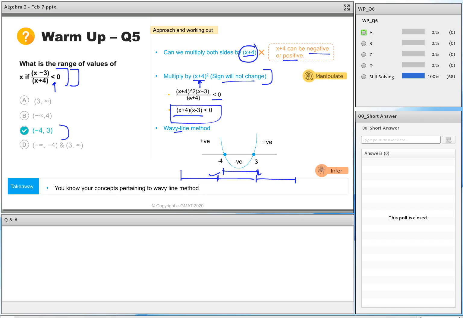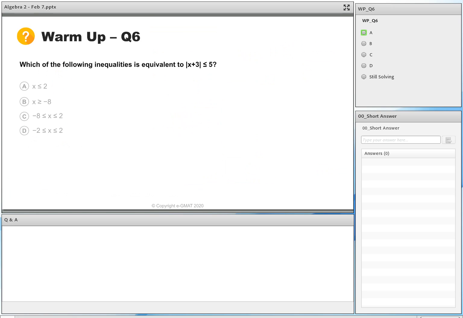Okay, I have 68. Let's have another two people marking; they are still solving. All right, I have 72. All right, let's move ahead to question number 6 over here.